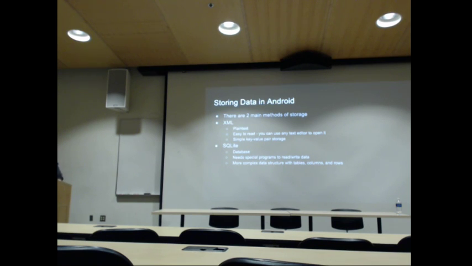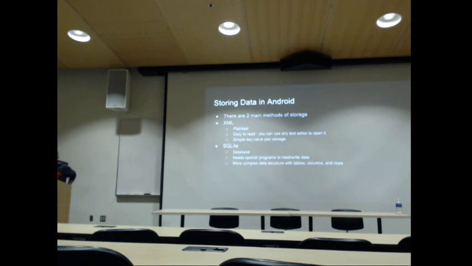So storing data on Android, like I mentioned earlier in data, there's two main methods of storing data specific to a user or making persistent data saved on the device. You have XML and SQLite. XML is plain text, it's easy to read. You can just open it in a text editor, you can read it without any special tools. It's pretty simple, it's just key value pairs.